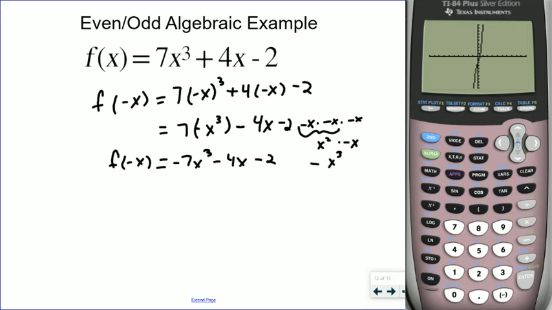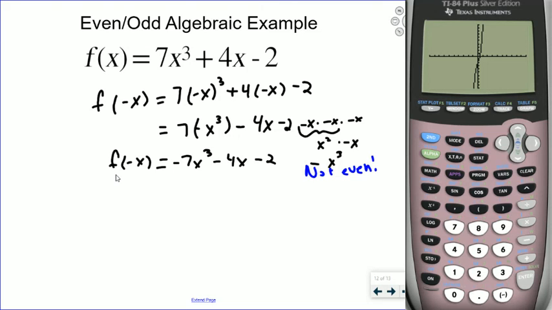So we want to ask, is this function that we found, f of negative x, the exact same thing as our original function that we started with? Well, right from the get-go, negative 7x cubed is not the same thing as 7x cubed. Those two are different. The last term is the same, but if there's any kind of difference at all, they're not equal to one another. So it is not even. So then we want to look and see, could it be odd?